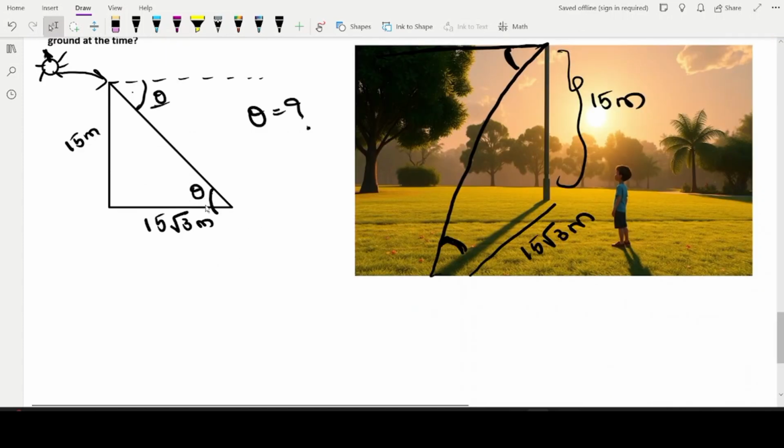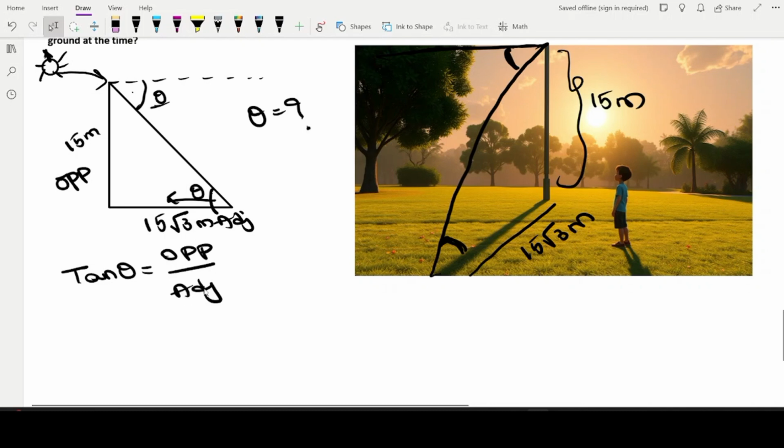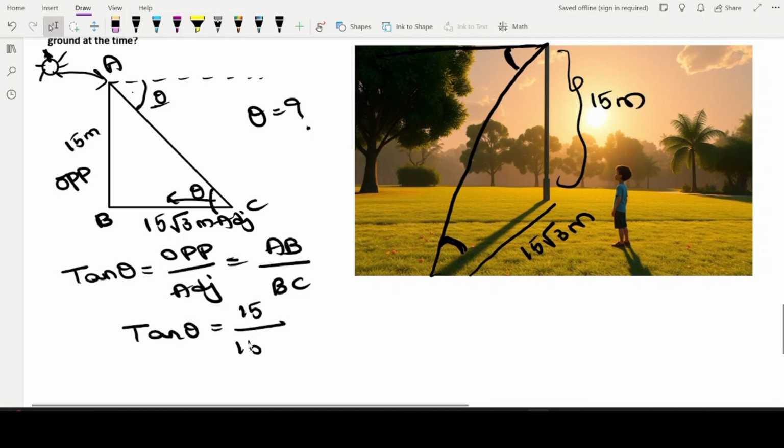So we know that the angle is here. This would be the opposite side and this will be the adjacent side. Tan theta equals opposite side divided by adjacent side. So what is the opposite side here? You can name them as A, B, C. What is opposite here? AB divided by BC. Tan theta equals, what is AB? 15, divided by what is BC? It is 15 root 3. The 15s cancel, and you are left with tan theta equals 1 by root 3.